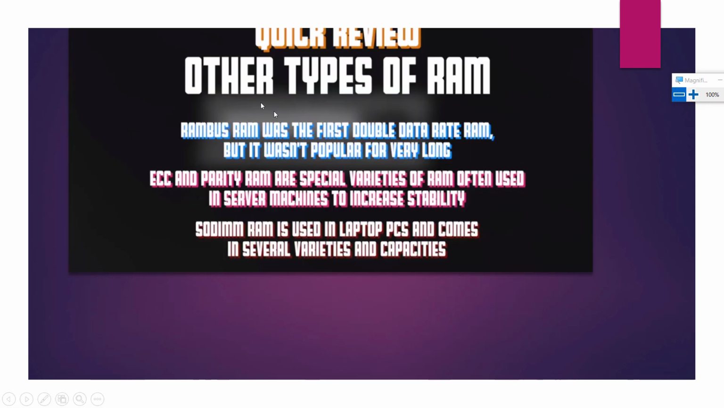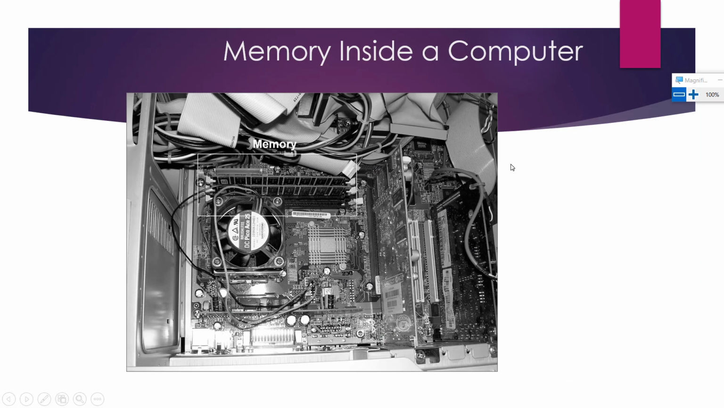So if we go for that, RAMBUS RAM was the first double data rate RAM. It used to be called RAMBUS. And then ECC and parity RAM are special varieties of RAM often used in server machines to increase stability. Now these are the types and architectures that were used in servers. SODIMM RAM is used in laptop PCs and comes in several varieties and capacities. All RAM comes in several varieties and capacities, so it is the same for the laptop as well.